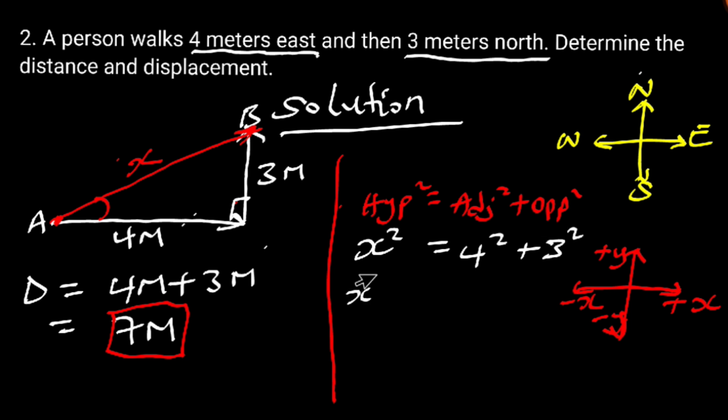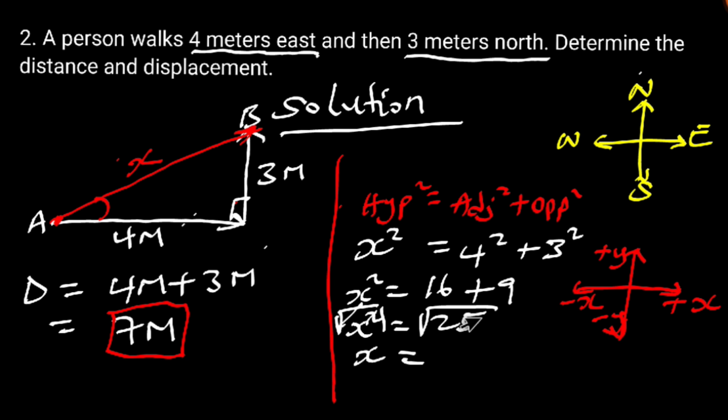So I have that x squared is equal to 4 squared, which is 16, plus 3 squared, which is 9. So x squared is equal to 16 plus 9, which is 25. So let's find the square roots of both sides. So this and this will cancel. So I have that x is equal to the square root of 25, which is equal to 5. So x is equal to 5 meters. So the displacement of this person here is 5 meters.